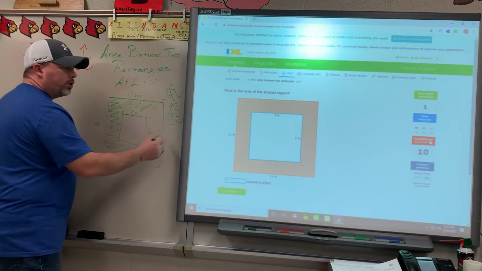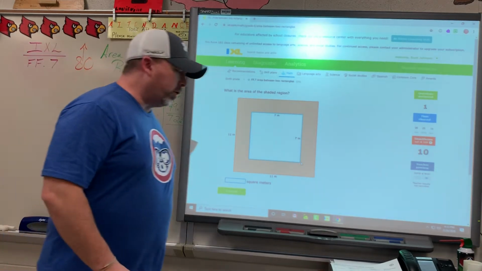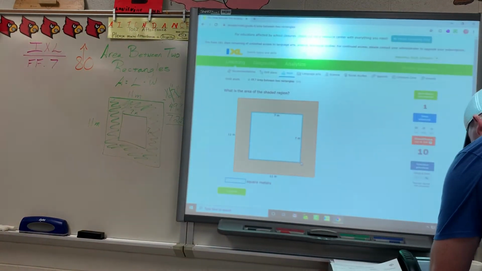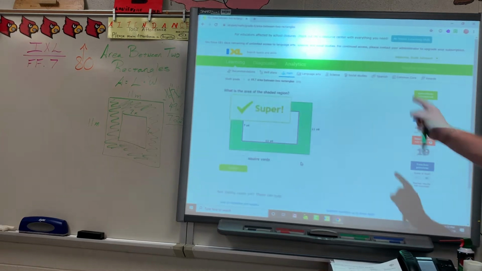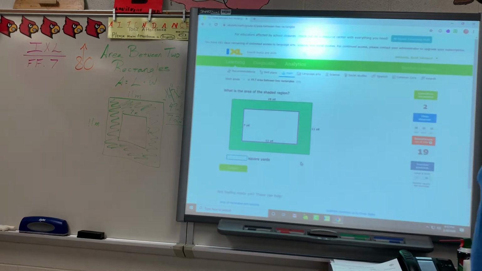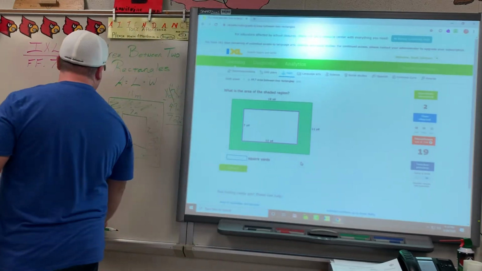72 meters squared. We come over here, 72 meters. Super. Smart score jumps to 19. Let's do one more for today.